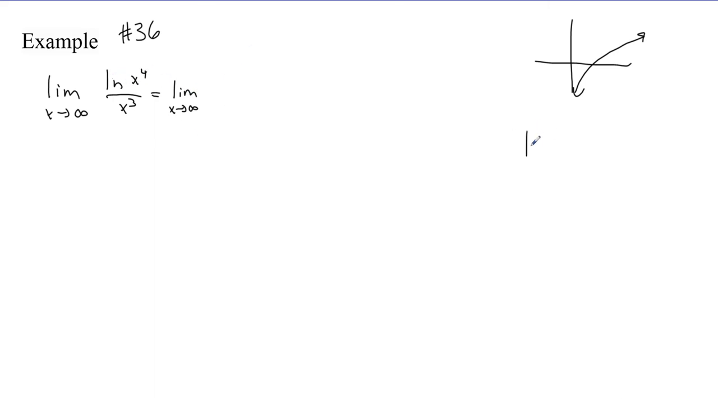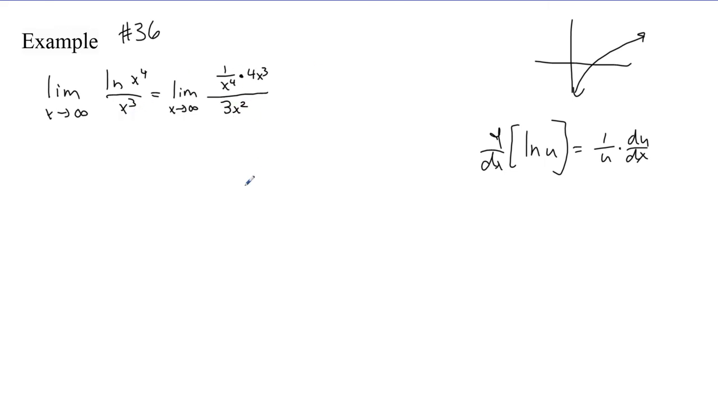Remember, the derivative of ln of u, d over dx, is just going to be 1 over u times du over dx. So in this particular instance, that limit is going to be 1 over x to the fourth times the derivative of that, which is 4x to the third. And then the derivative of x to the third is 3x squared. And so let's simplify a little bit before we take the limit.